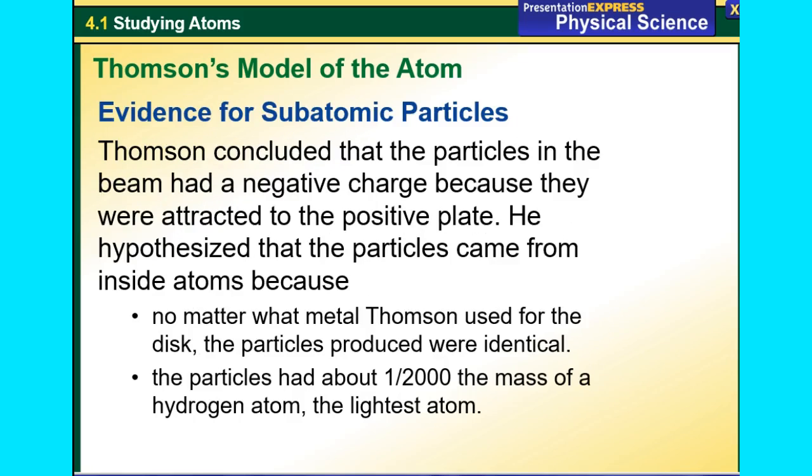Evidence for subatomic particles. Thomson concluded that the particles in the beam had a negative charge because they were attracted to the positive plate. He hypothesized that the particles came from inside the atoms because, no matter what metal Thomson used for the disk, the particles produced were identical. The particles had about 1/2000th the mass of the hydrogen atom, the lightest atom.